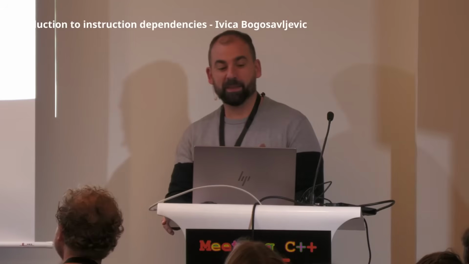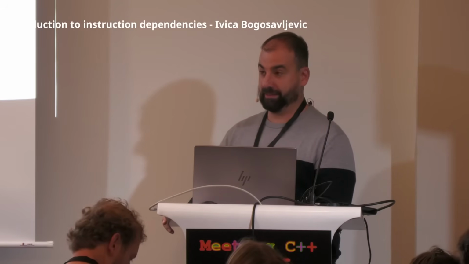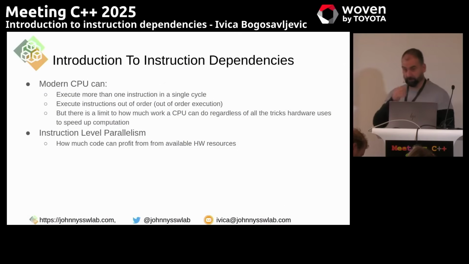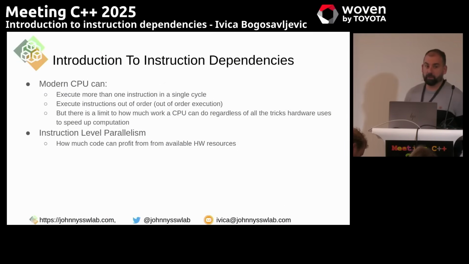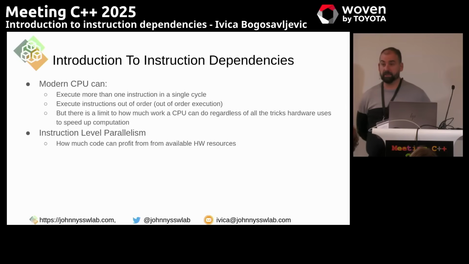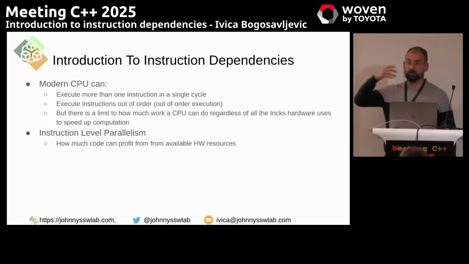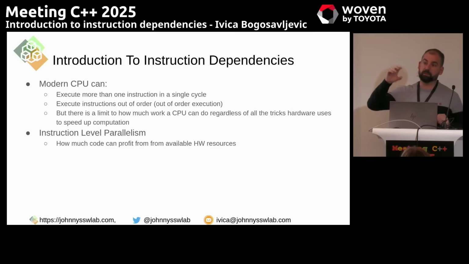So let's start. I want to introduce instruction dependencies. What are these instruction dependencies and why do we care about them? If you have, in your program, three blocks, block A, block B and block C, and block B depends on the results produced by block A, and block C depends on the results produced by block B, then you have this chain of dependencies. And you need to execute first block A, followed by block B, followed by block C.